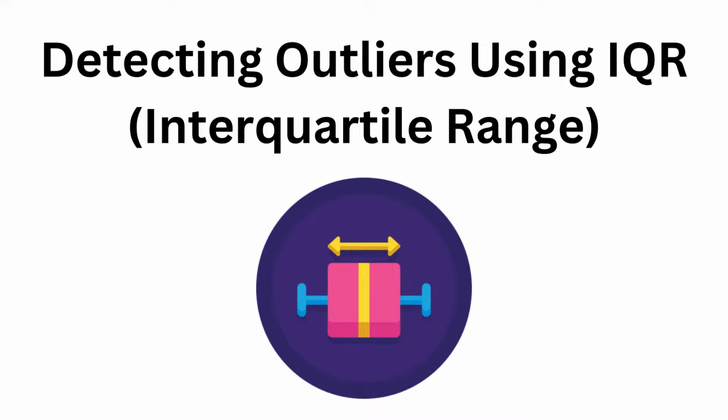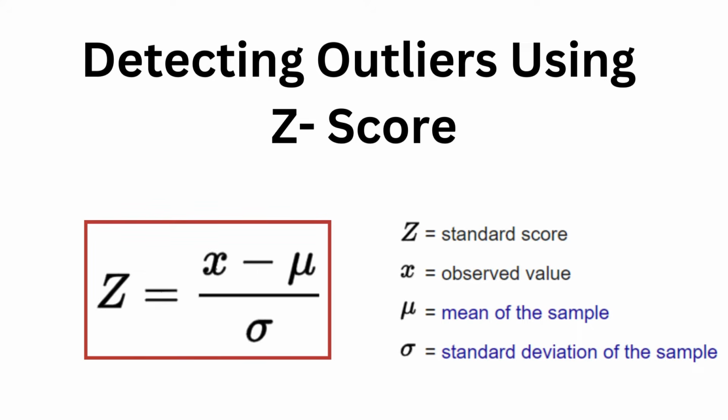IQR method is robust to outliers because it does not assume a specific distribution, for example, normal distribution, so it is suitable for small datasets with skewness, whereas Z-score is not robust to skewed data as it assumes a normal distribution. Z-scores are preferred when the data is normally distributed and large datasets are involved.